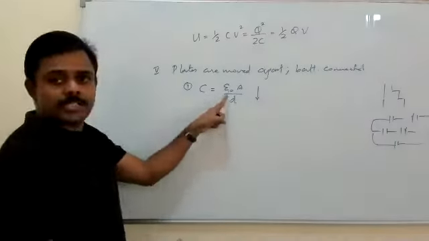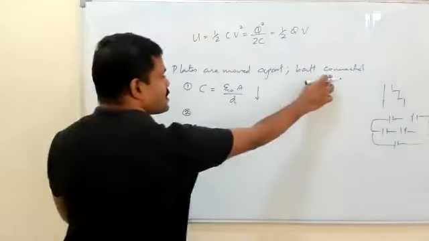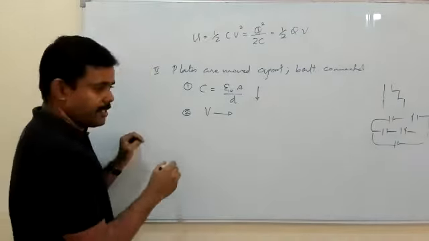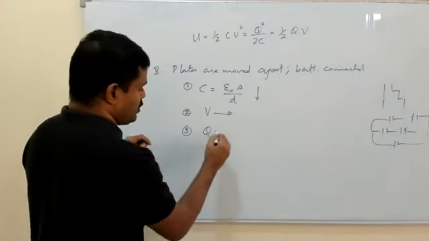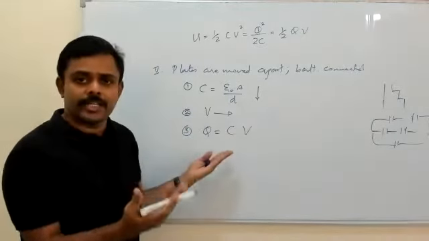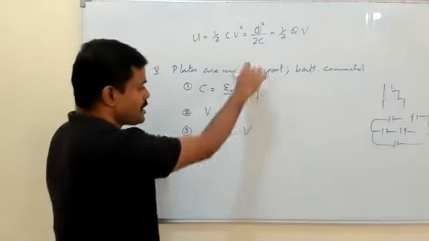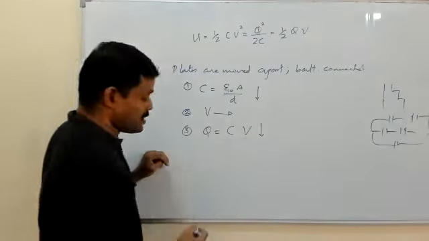Okay, so capacitance decreases. Now second point: battery connected. Battery connected means voltage is constant. Third one, Q is equal to CV. It's like a shortcut. If you learn this, these kind of questions are very easy. Q is equal to CV. V is constant, but C is decreasing. So charge is decreasing.